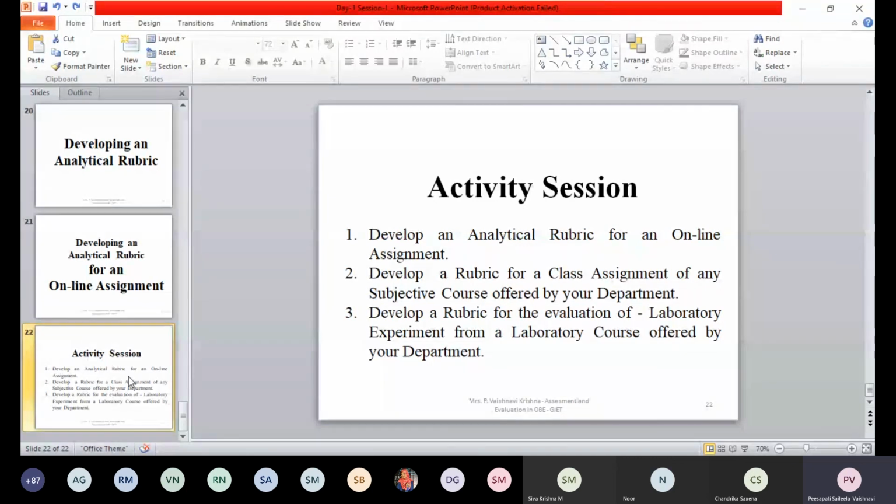So first one will be an online assignment. You need to develop a rubric. Then second activity will be you need to develop a rubric for a class assignment. Third activity will be you need to develop a rubric for a laboratory assignment, and for me 3 scales will go good. You can judge it in 3 scales, and criteria is entirely your wish on how many criteria you want to do your rubric categorization.